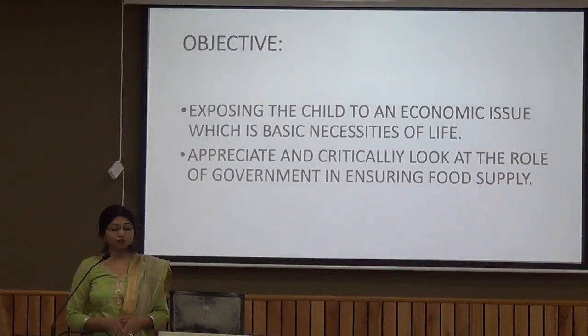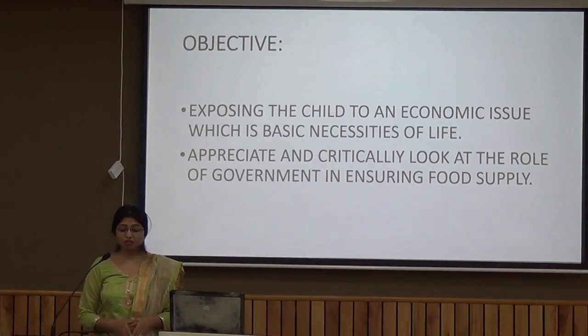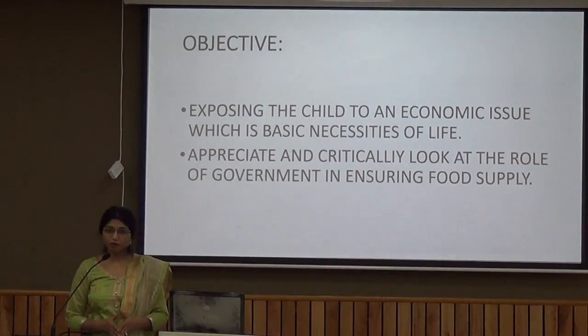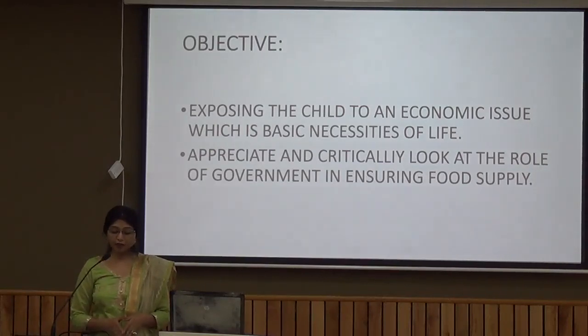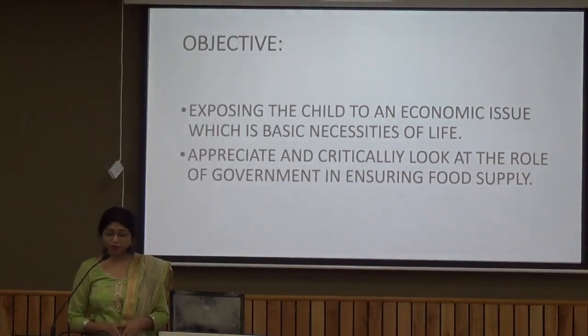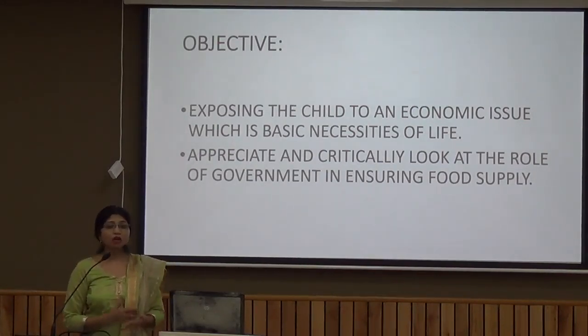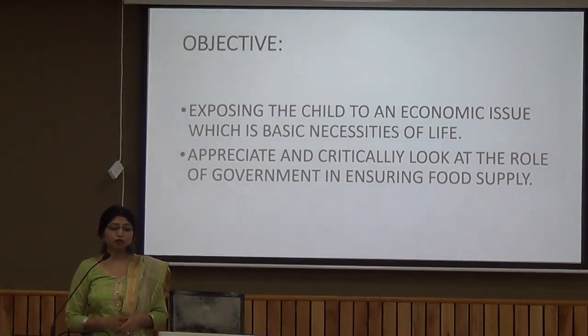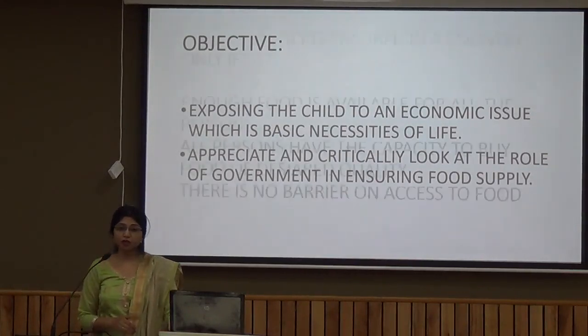The food is a very important component for us to survive. The objective of this chapter is also exposing the child to an economic issue, which is basic necessities of life like food, shelter, clothes. In all these, food is very essential. The first one is food. And appreciate and critically look at the role of government in ensuring food security or food supply: how government is responsible and how much work government is doing to supply food to the people of their country.